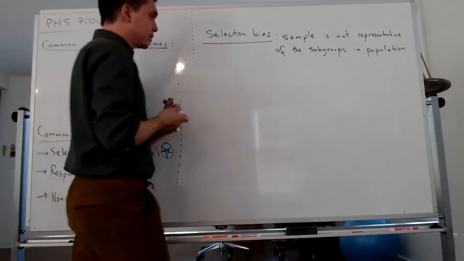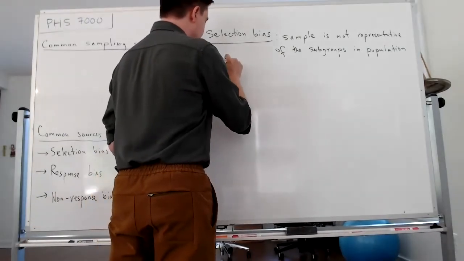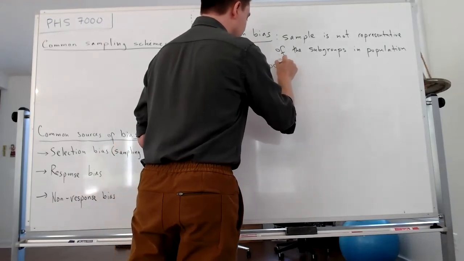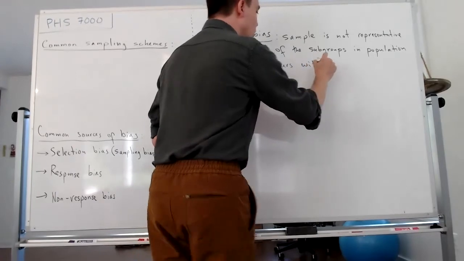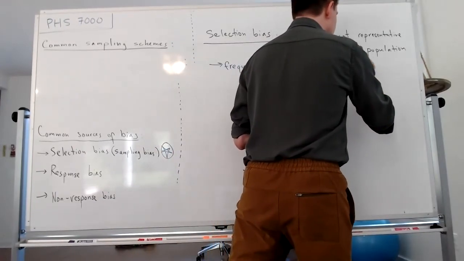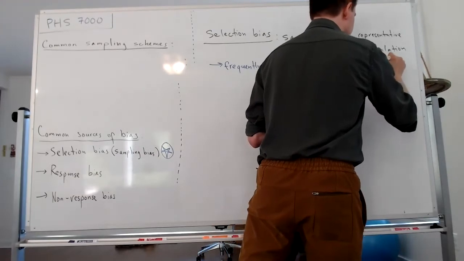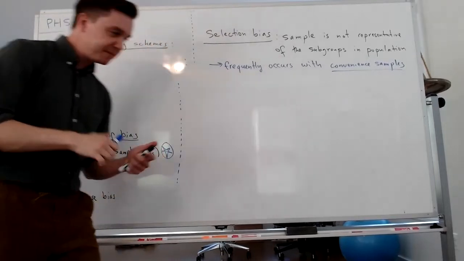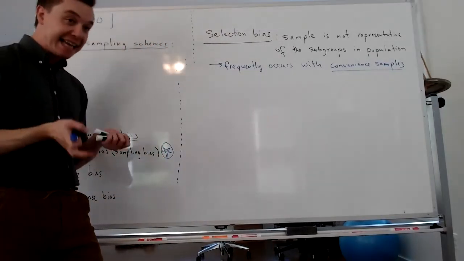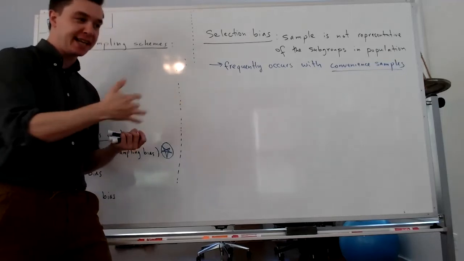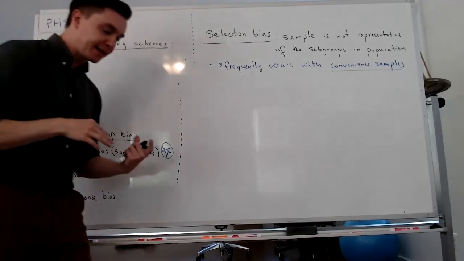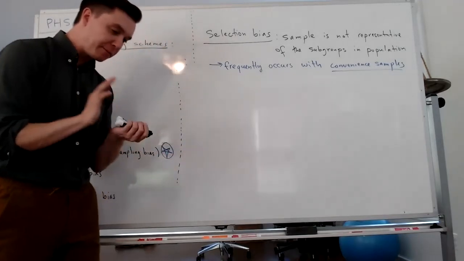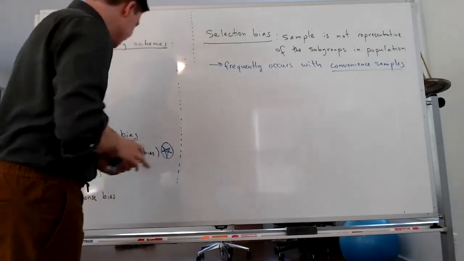And this occurs quite commonly, frequently occurs, with convenience samples. As we talked about, sometimes that's just the price we have to pay for getting any data at all, right? Any data is better than no data, but we have to be careful about extrapolating to what population we can extrapolate our findings, to what population we can extrapolate our inferences.